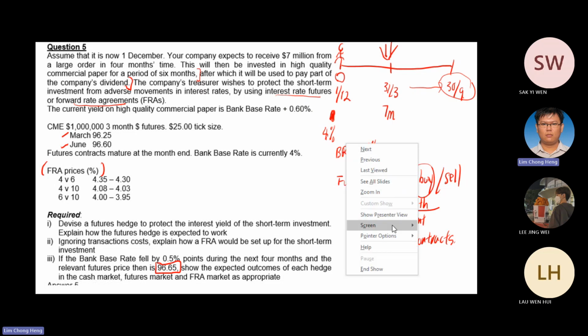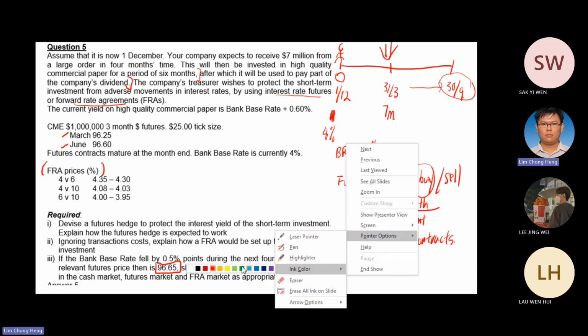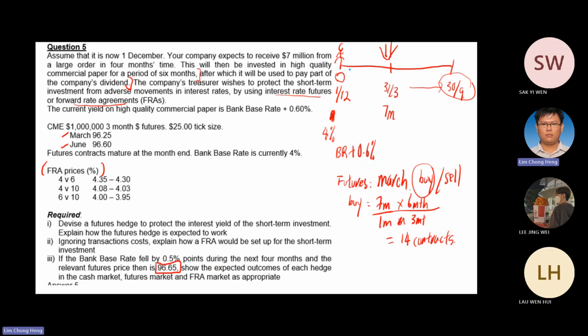So we convert to the language you're familiar with. From 1st of December until 31st of March, this is 4 months. You will use this money to invest for 6 months. So how much? 4 plus 6, this is 10. So 4/10.